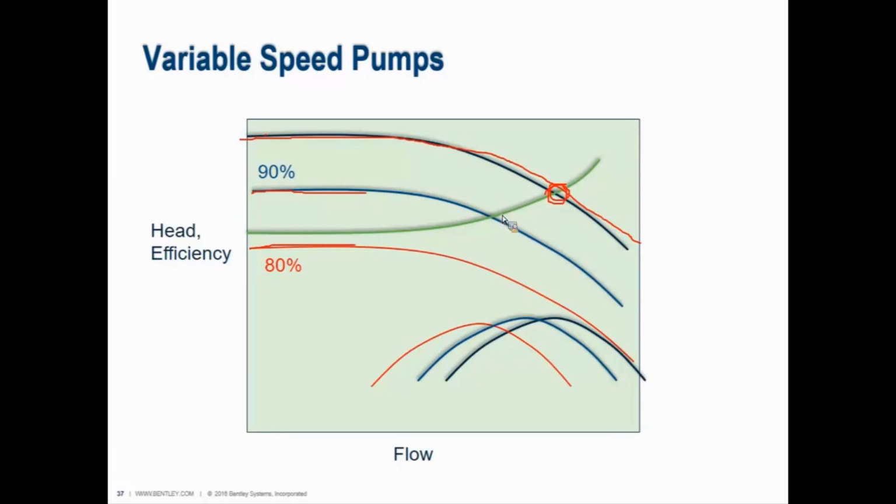Reducing the speed on the pump to 90% intersects here. Reducing the speed to 80%. Can anyone see where this is going? If we reduce it to 80%, what happens? You're not going to achieve what's necessary, and not only that, it's not even going to go on. You won't get anything out of it because there is no intersection at 80%.